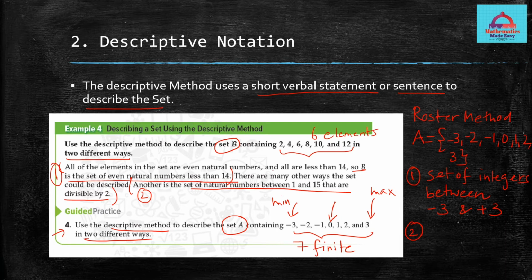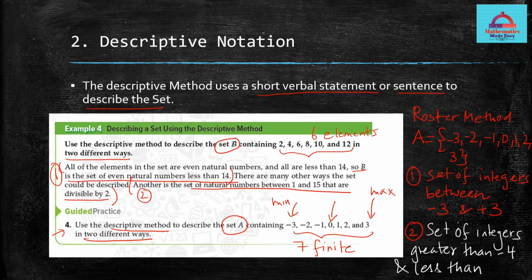So we can write this as the set of integers greater than -4 and less than 4. Okay, so if you see, we can set a maximum and a minimum limit, and it would be good to just draw the number line here so that you can understand it pretty well.